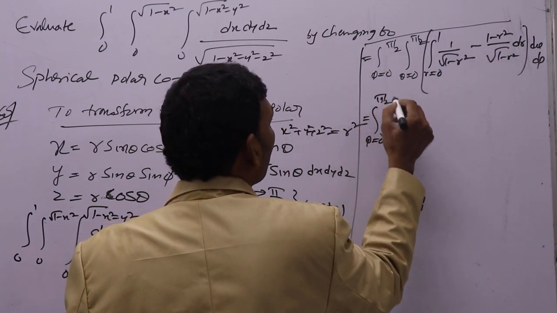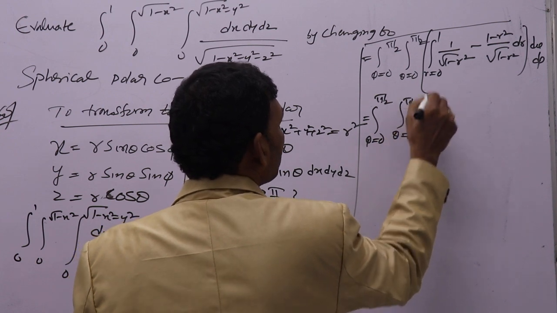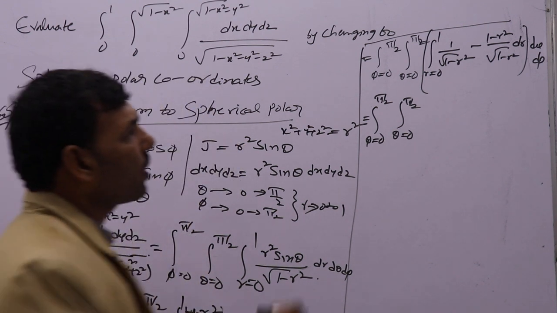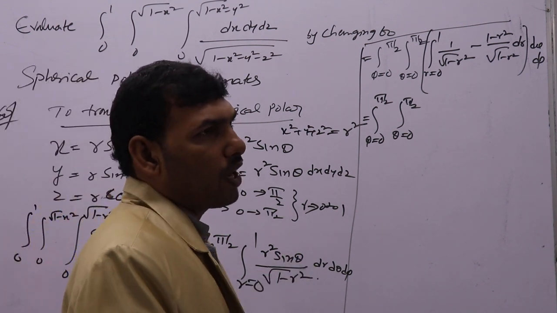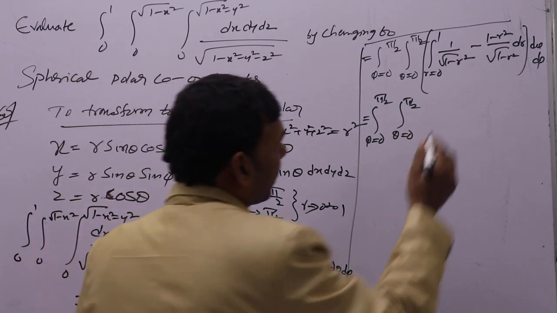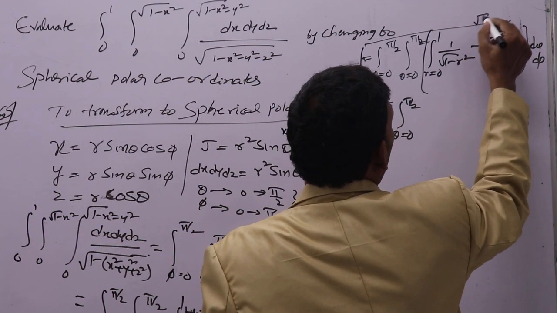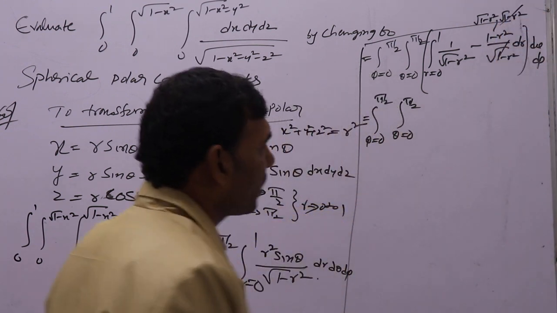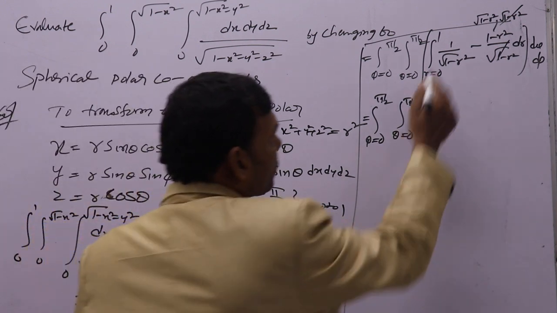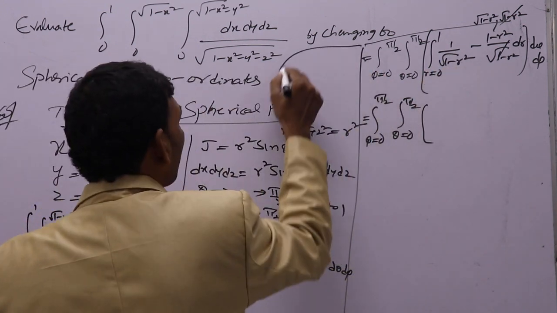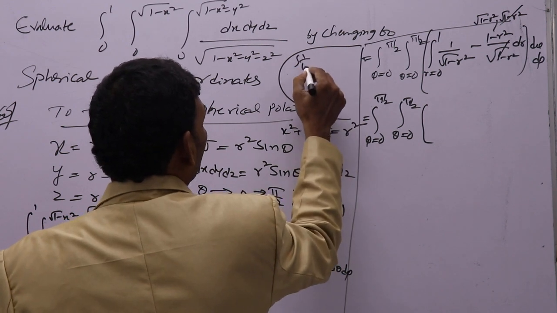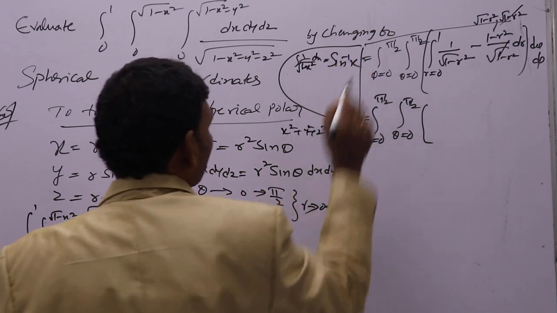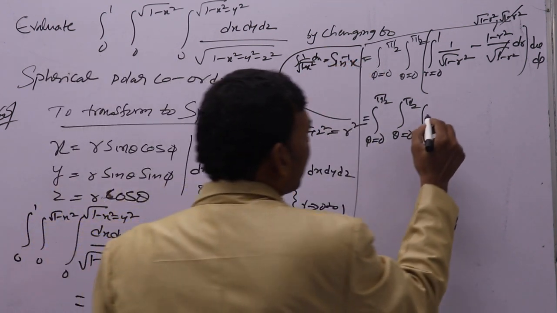Phi equal to 0 to pi by 2, theta equal to 0 to pi by 2. The term will be like this: 1 minus r square by root 1 minus r square. This 1 minus r square can be written as root 1 minus r square into root 1 minus r square, so one root 1 minus r square gets cancelled. So what is left over? This is the formula: integral 1 by root 1 minus x square dx equals sin inverse x. That we know. So here what will you get?